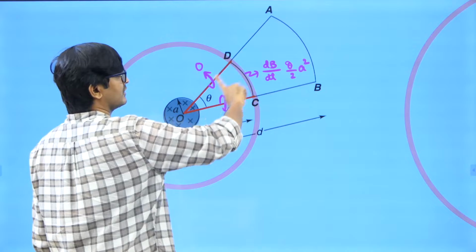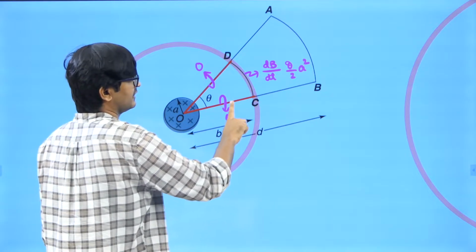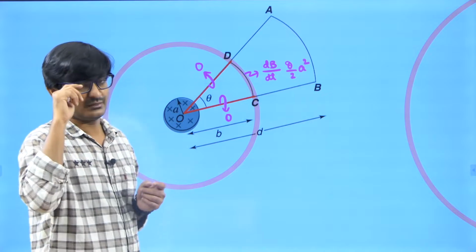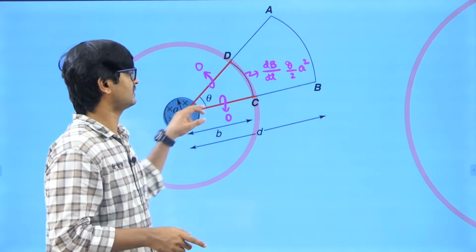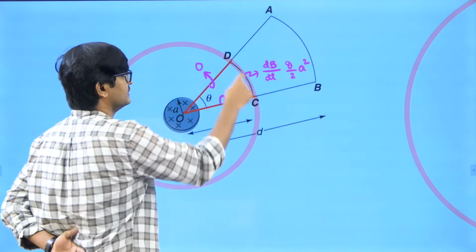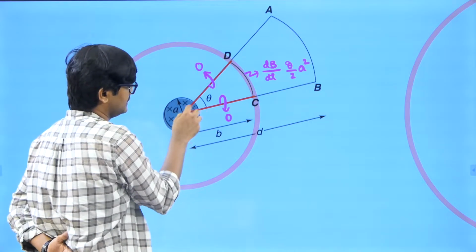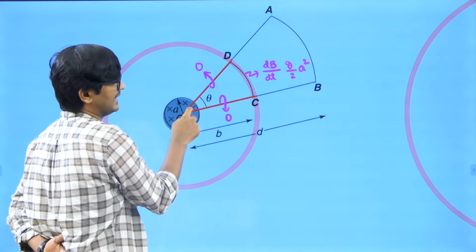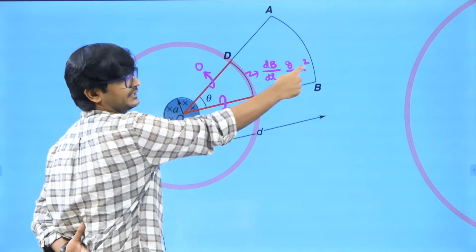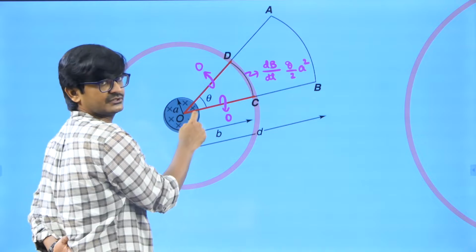So induced EMF along the radial line is going to be 0. So radial lines will always help us, because induced EMF along the radial lines is going to be 0. But this is a closed loop, and it encloses some magnetic flux. So what is that magnetic flux? It is the magnetic field there into theta into a square by 2. This area is a square theta by 2, right?